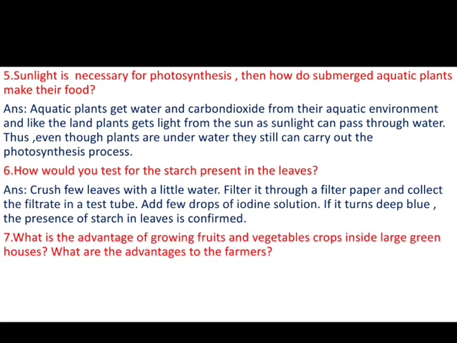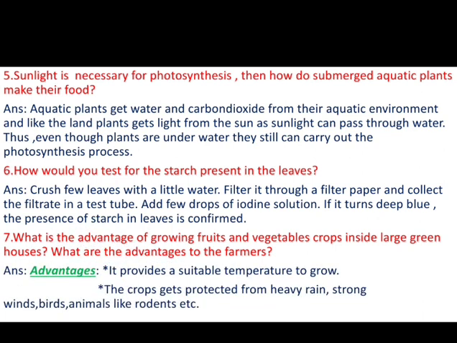Question 7. What is the advantage of growing fruits and vegetables, crops inside large greenhouses? What is the advantage to the farmers? The advantages. It provides a suitable temperature to grow. The crops get protected from heavy rain, strong winds, birds, animals like rodents, etc.